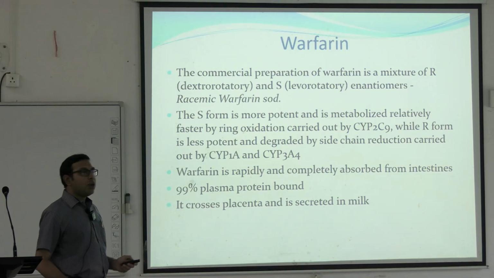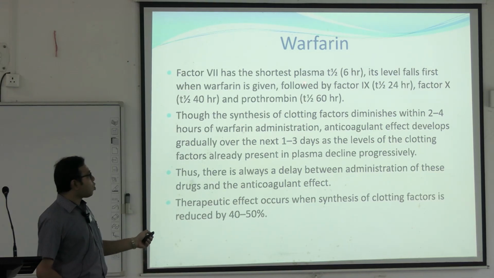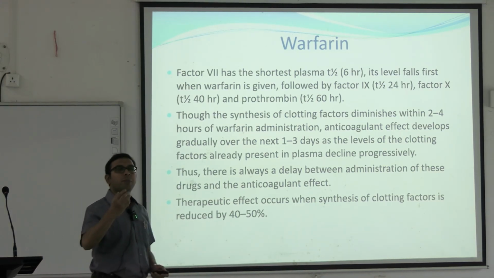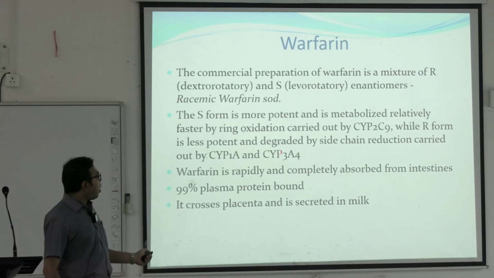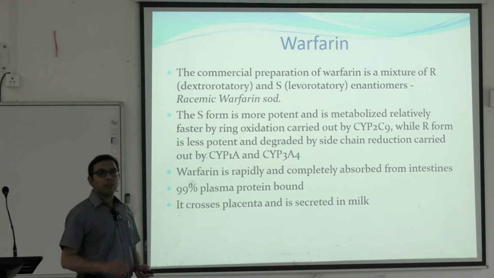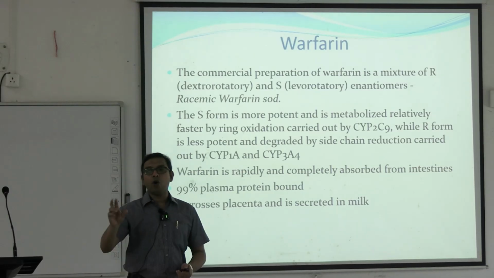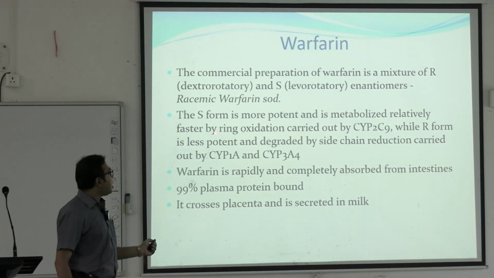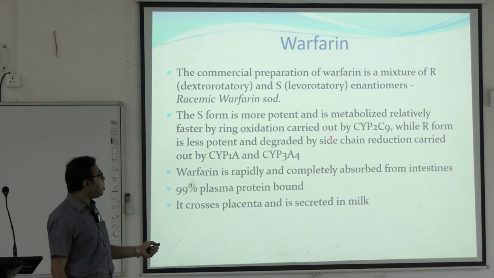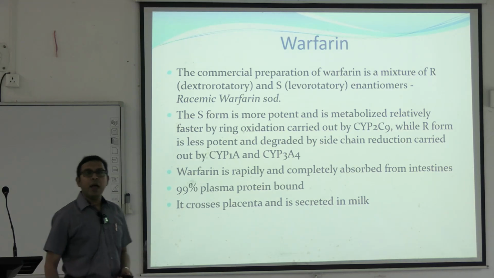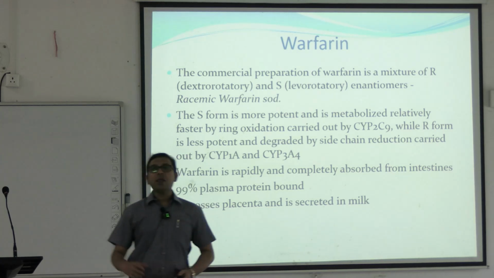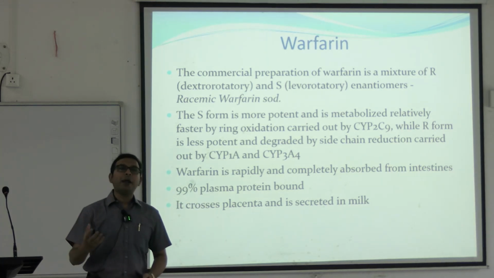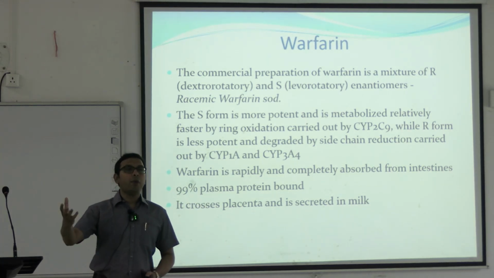This is the way by which the different coagulation factors diminish when we are using warfarin. Already we have discussed. Warfarin is mainly a mixture of dextrorotatory and levorotatory enantiomers, and we can see the S form is more potent and metabolized by ring oxidation, and this ring oxidation is done by cytochrome 2C9. And it has also been seen that some are poor metabolizers, some are rapid metabolizers.